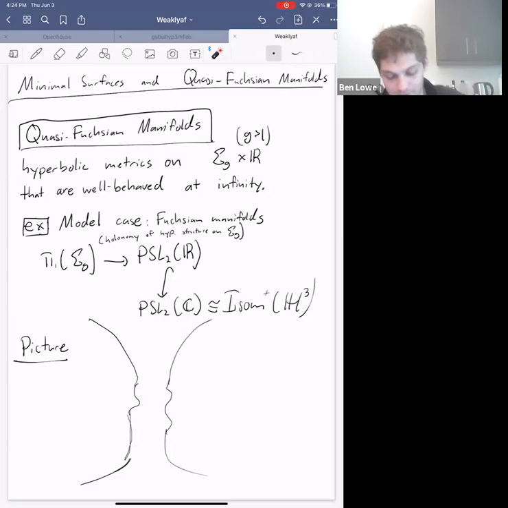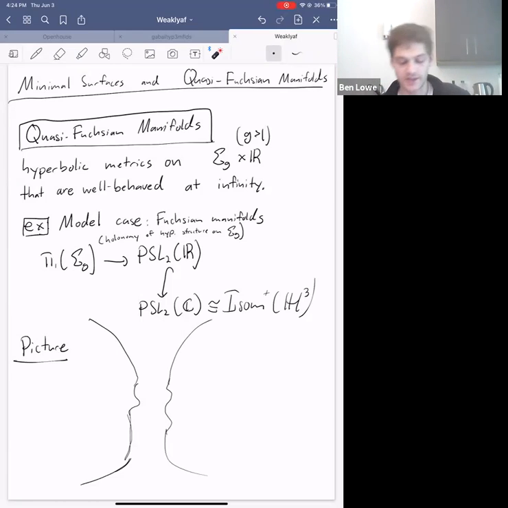They come up a lot in hyperbolic geometry. If you have an incompressible surface in a closed hyperbolic three-manifold, say, and you pass to the cover for that surface, then it'll often be a quasi-Fuchsian manifold. So these come up a lot.